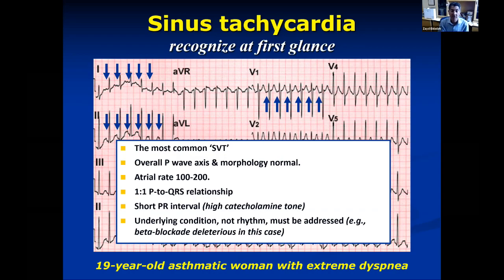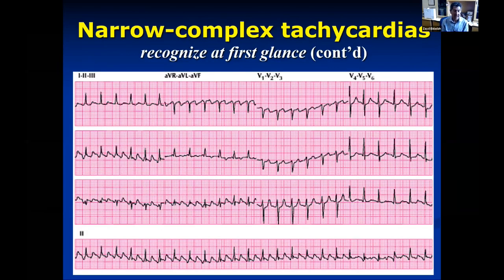If you give beta blockers, for instance, if you just want to treat the rhythm because you don't like seeing a fast rhythm and you want to slow it down, and you treat this person with beta blockers, what will you do to somebody in status asthmaticus with metoprolol? You'll probably kill her because that last little bit of airway will close up. Point is straightforward. Next, let's now turn our attention to pathologic narrow complex tachycardias.